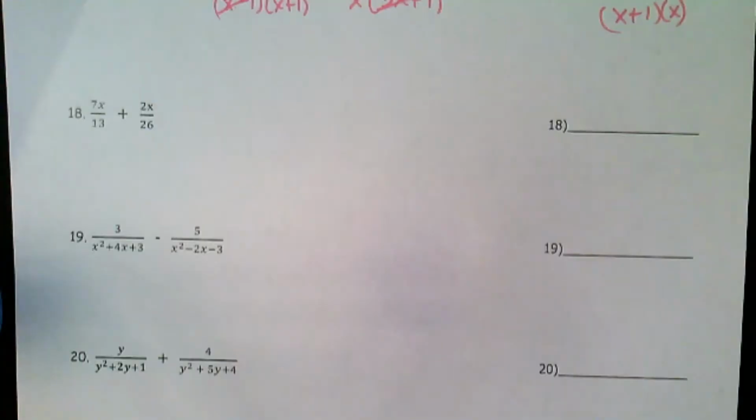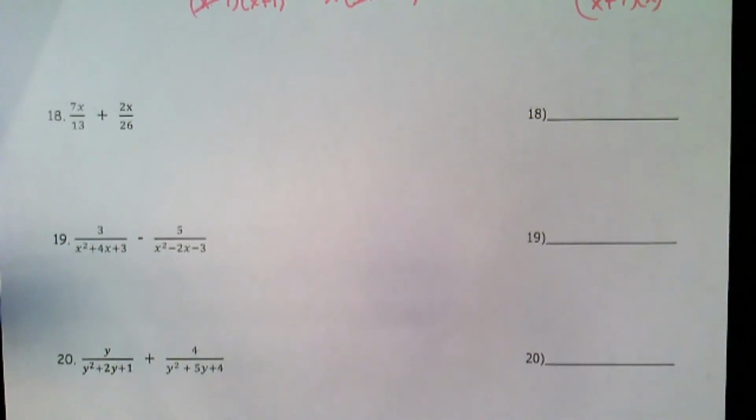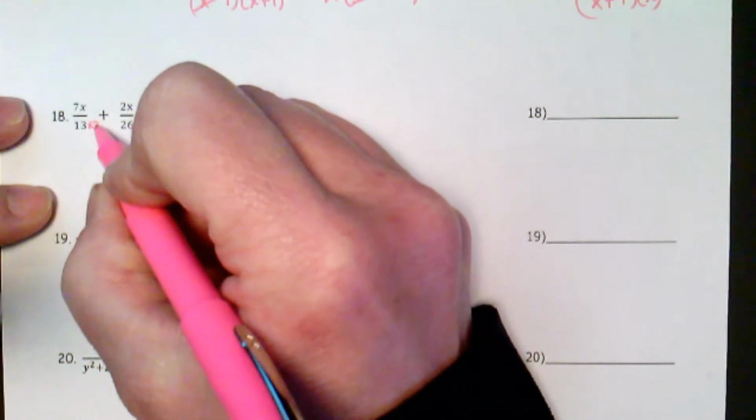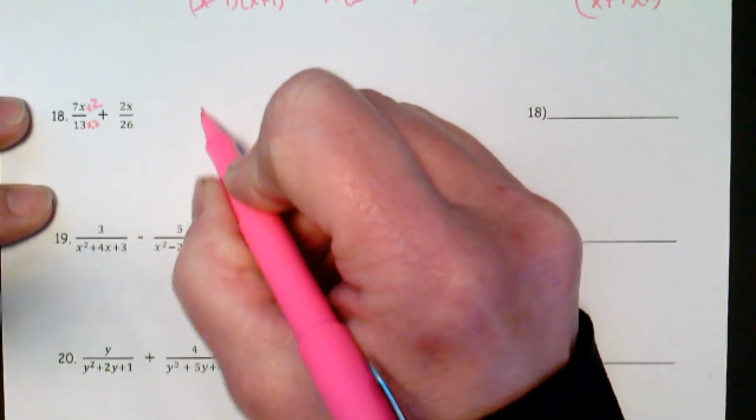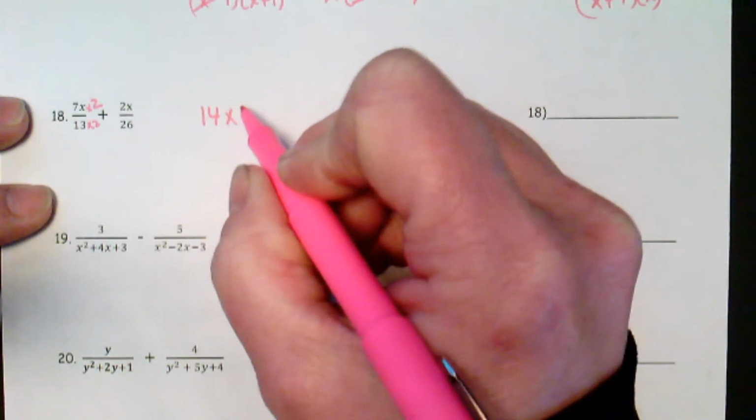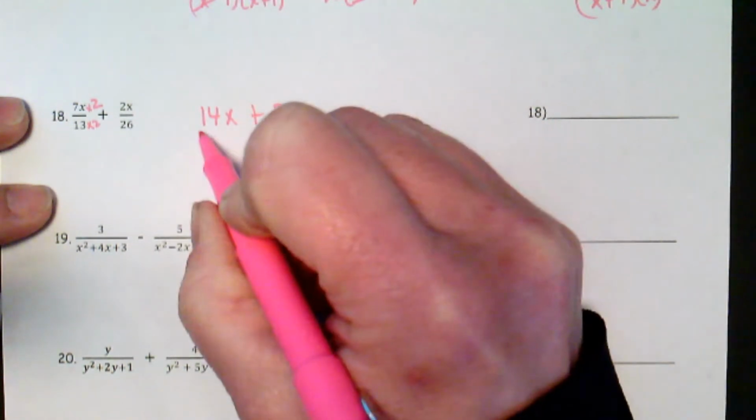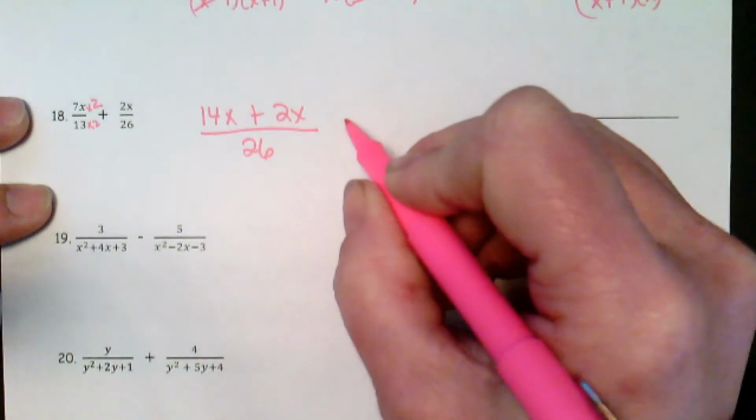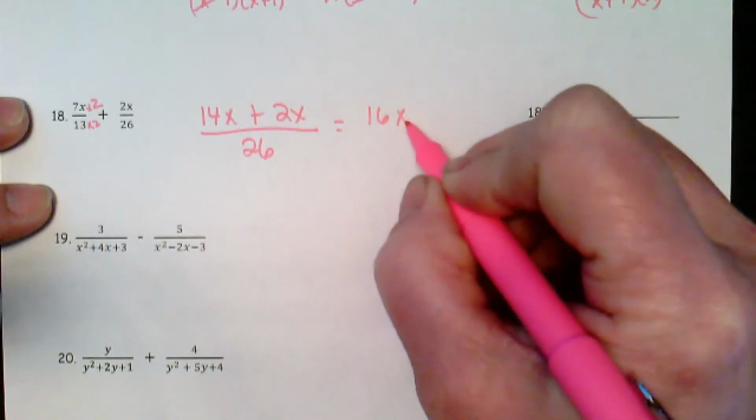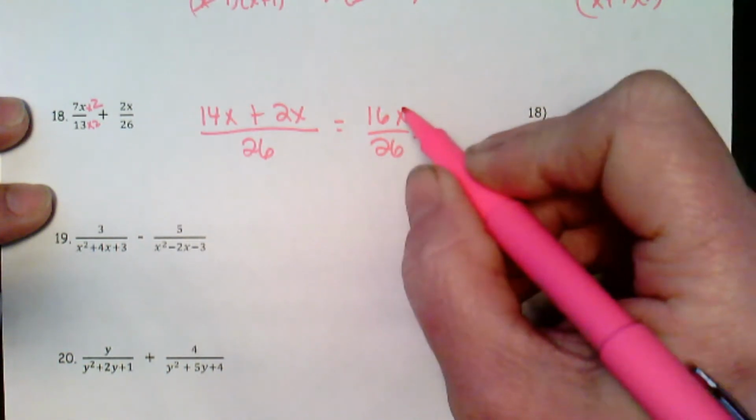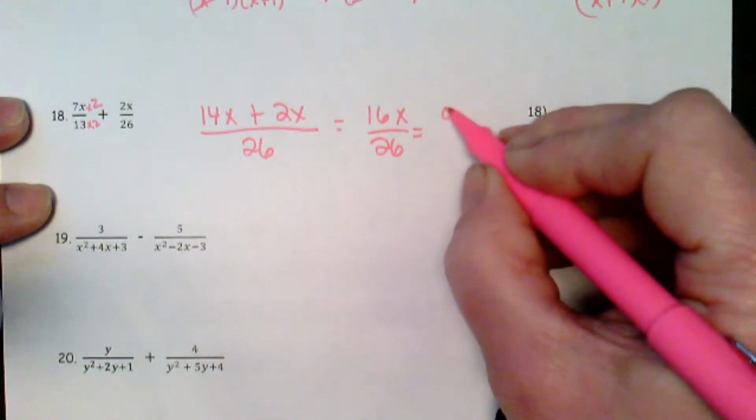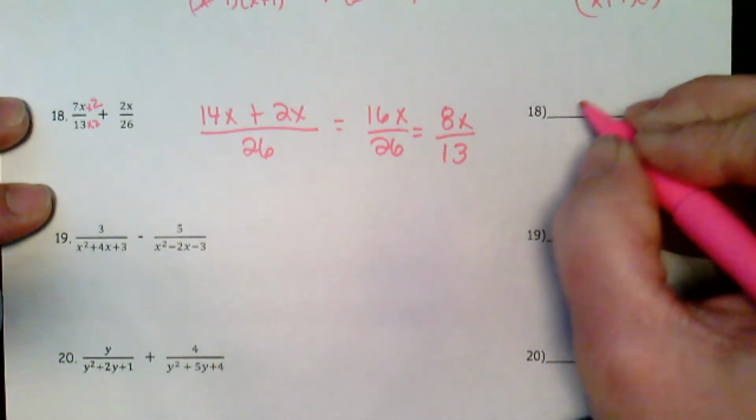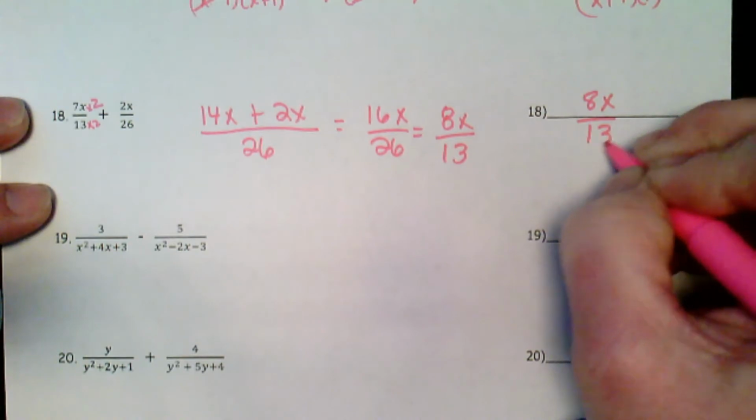Right, 18. To be able to add our terms together, we need this common denominator. So in this case it would be 26, so I want to times this one by 2. So I'm left with 14x plus 2x on the top, and then 26 is our new bottom. And this is 16x over 26. We can reduce this by dividing by 2. And our final answer is 8x over 13.